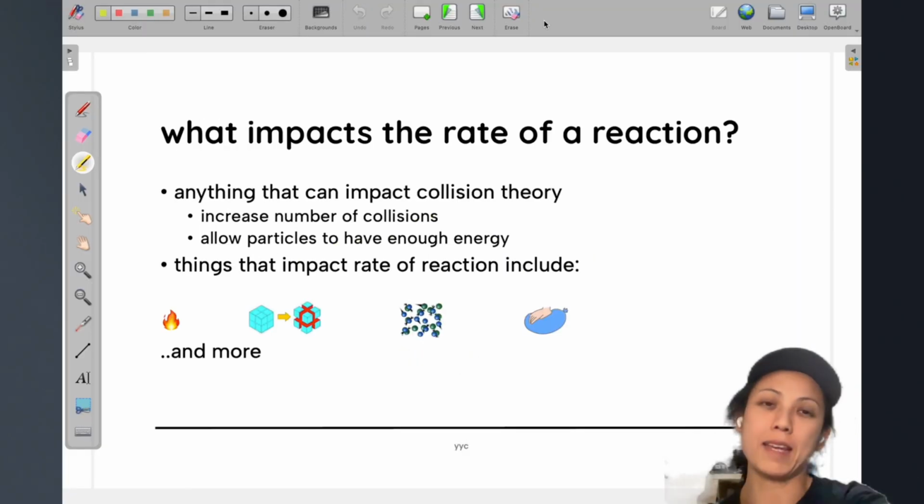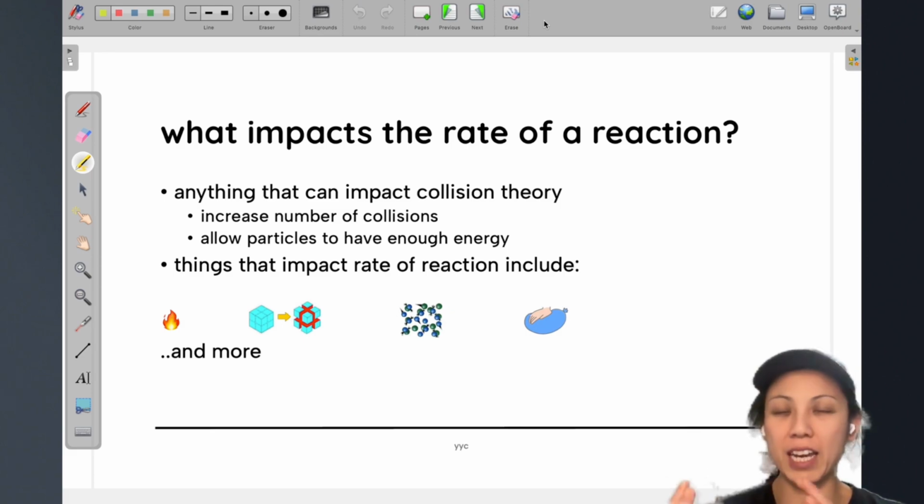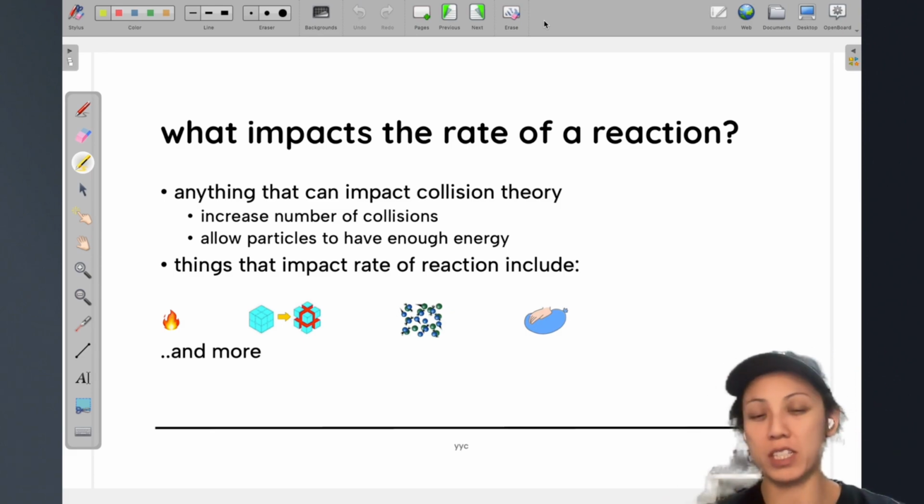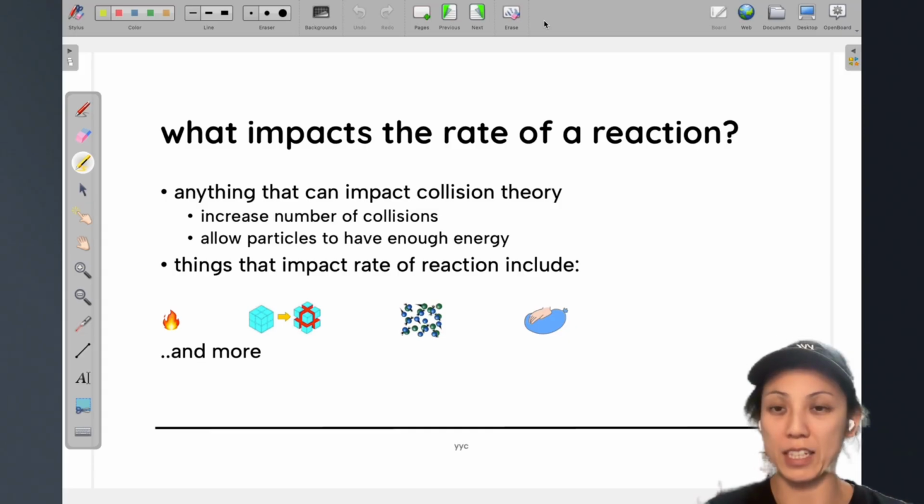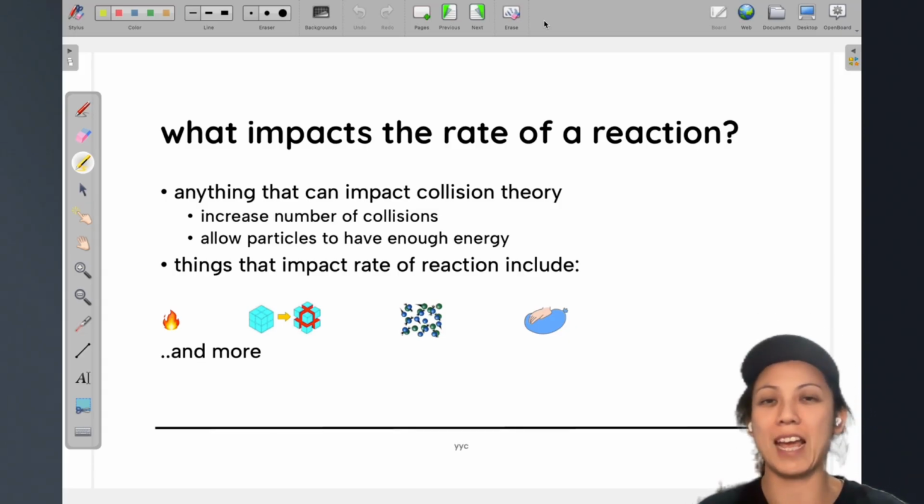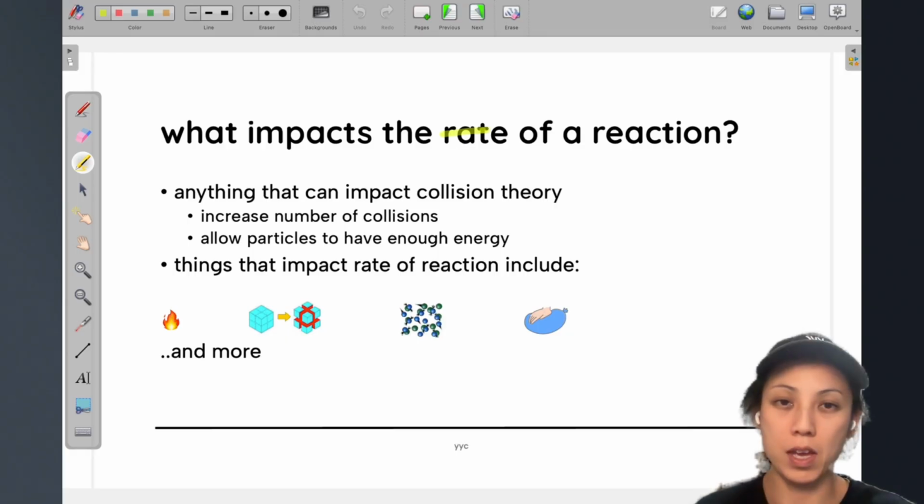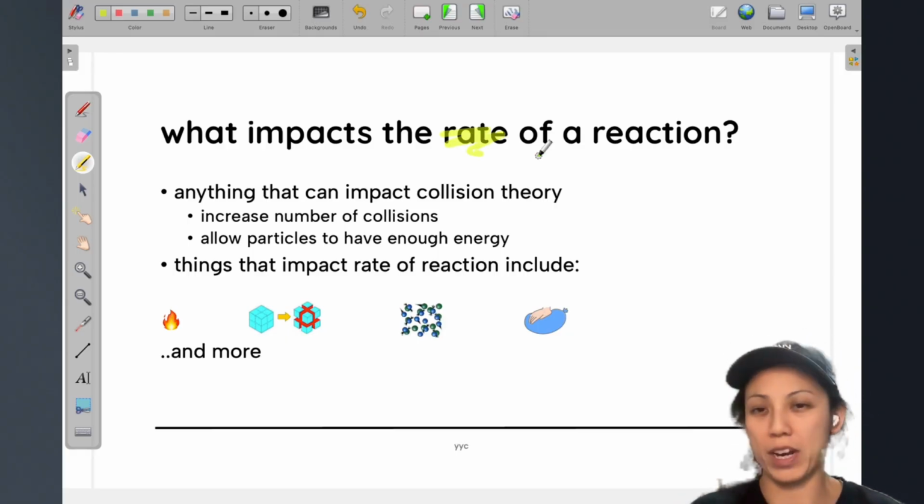Okay. What can impact the rate of reaction? Essentially anything that can impact those main criteria, them colliding at the right orientation and with enough energy to meet the activation energy, can impact how quickly a reaction occurs. Rate is just how quickly reactions can occur in a certain amount of time.